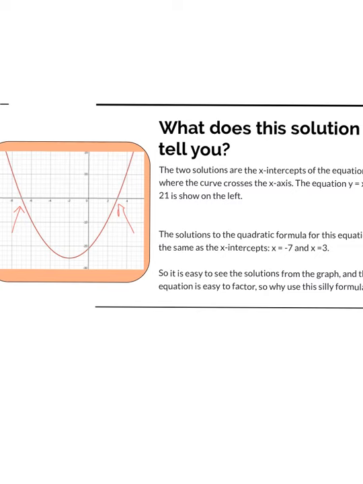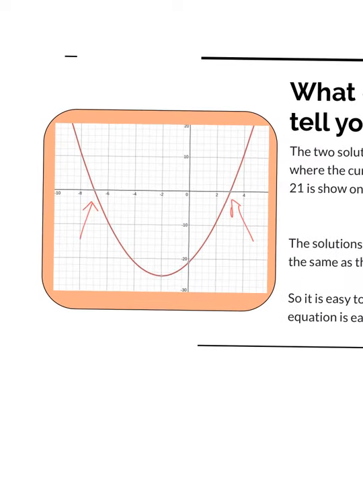It's also easy to factor, because if we take a look at this and we factor it, the factored form for this equation is going to be x plus 7, x minus 3. So, that's easy to factor as well. That 0 looks weird. Let's do it again.